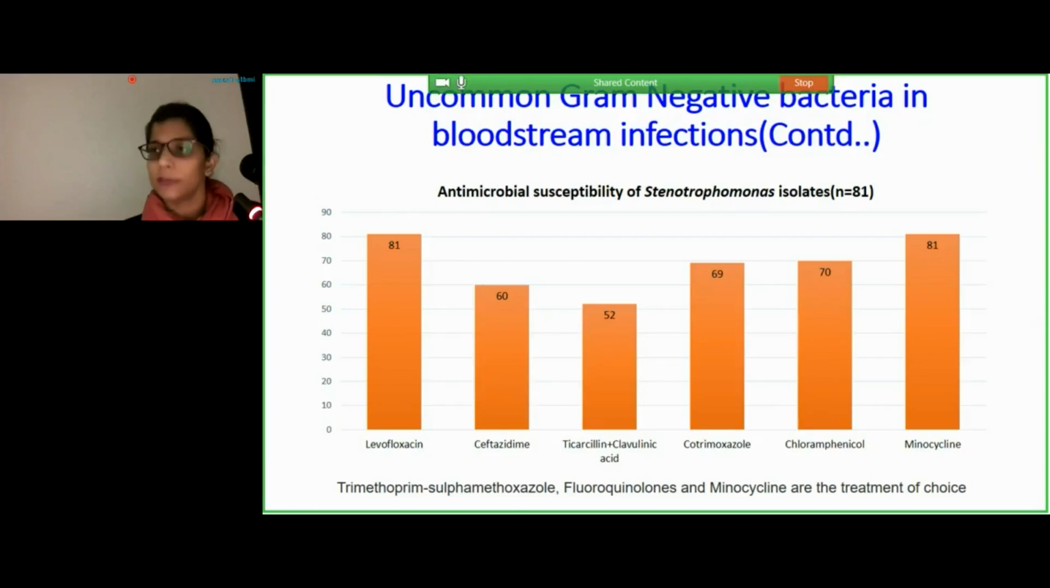In the literature, it has been mentioned that the treatment of choice for Pseudomonas is cotrimoxazole, fluoroquinolones, and minocycline. And from our antibiogram also, we can assume that these agents should be working fine. But all these data are derived from in vitro studies only, and more studies are needed to justify the in vivo efficacy also.